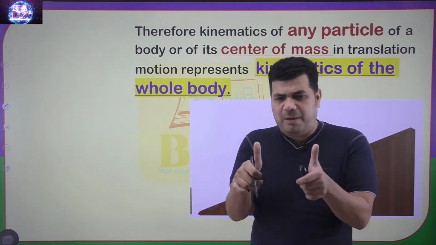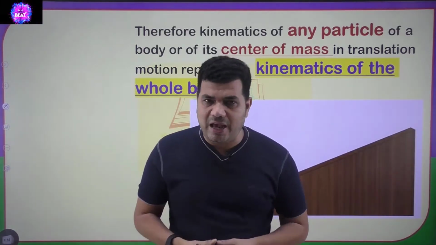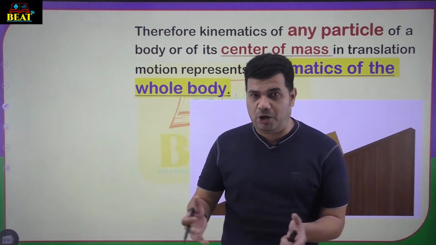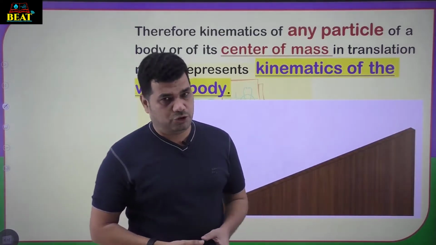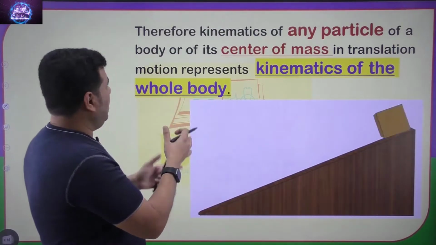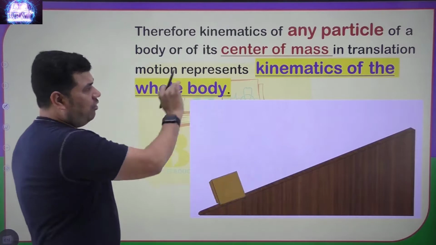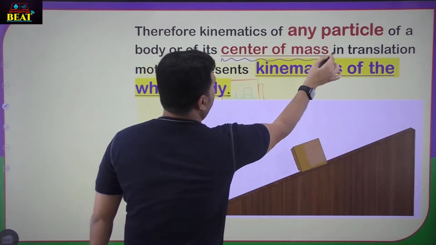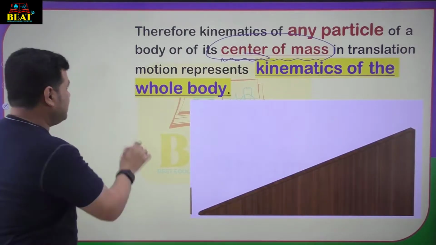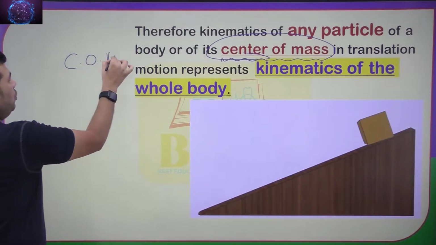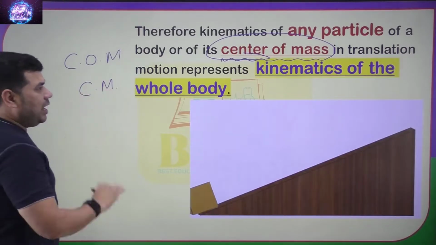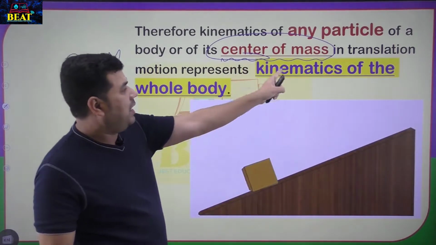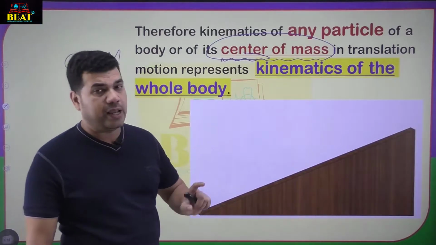Definitely, just keep patience. I will tell you about the rotational motion as well as the circular motion, because the chapter is about the rotational motion, right? So just concentrate here. Another thing, the kinematics of any particle of the body or its center of mass. The most important thing is that the center of mass, or you can say COM, or CM, will represent the kinematics of the whole body, right?